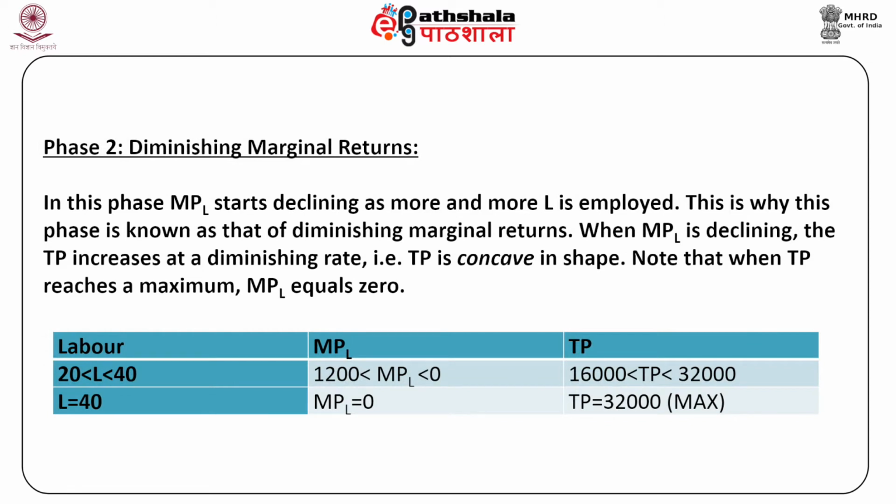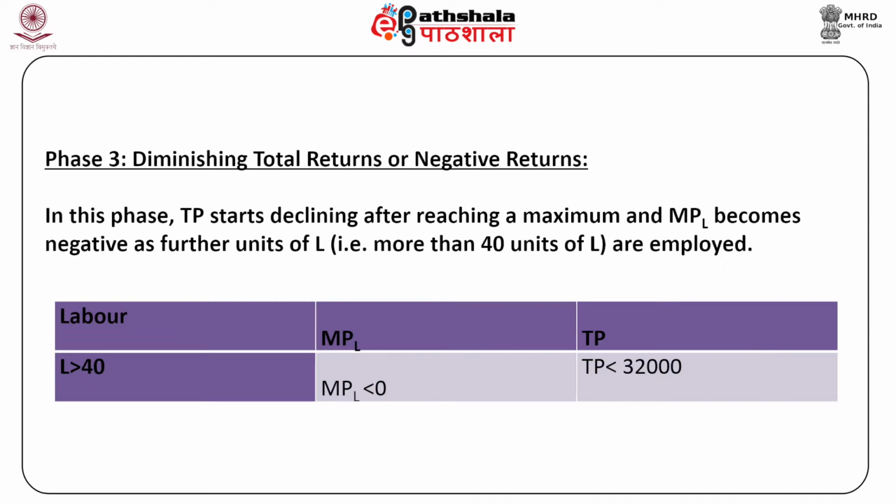Phase 2, diminishing marginal returns. In this phase, MPL starts declining as more and more L is employed. This is why this phase is known as that of diminishing marginal returns. When MPL is declining, the TP increases at a diminishing rate, that is, TP is concave in shape. Note that when TP reaches a maximum, MPL equals 0. Phase 3, diminishing total returns or negative returns.